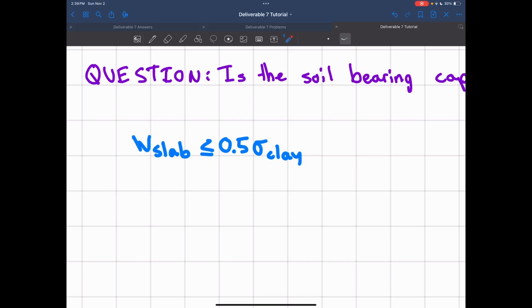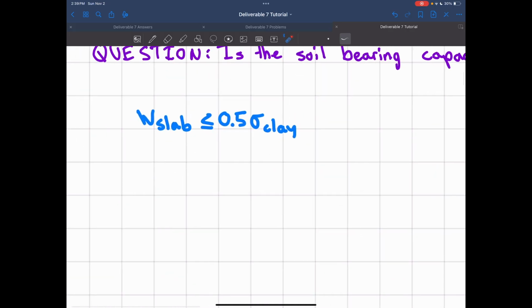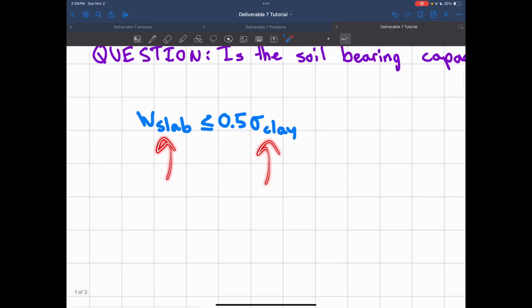And there's a lot of deep engineering analysis that goes into these factors. For the purposes of this problem, like I said, it's a little bit contrived. So we're just going to go with half the strength of the clay should still be able to hold up the slab. So we need to essentially find both of these numbers, right? And we can start with the slab.